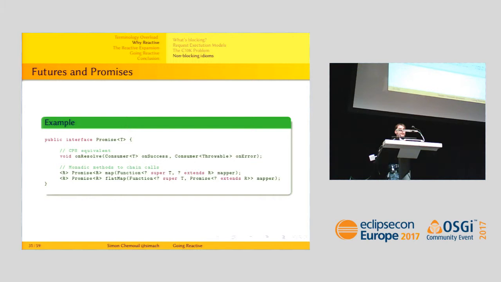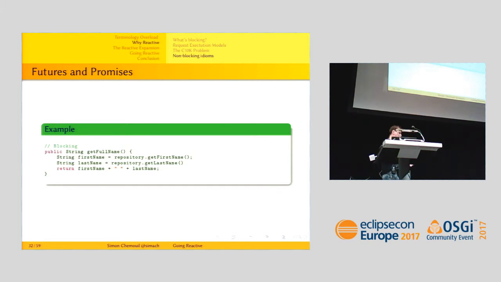So if I had a promise of bread and a promise of eggs, maybe I can make crepes from them, right? But I can only make a promise of a crepe, not crepes directly. I cannot escape the promise, not without blocking, right? So that's what it looks like.